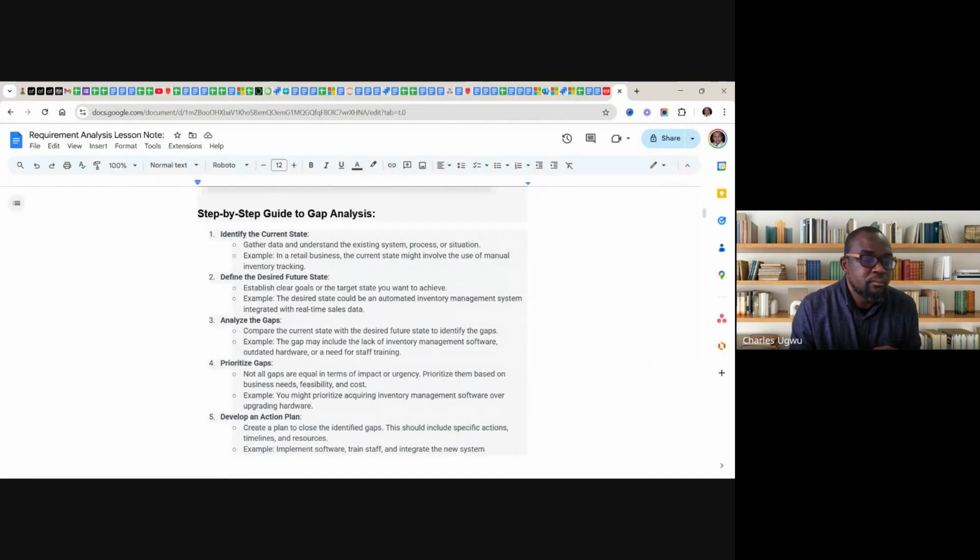Analyze the gap. Compare the current state with the desired future to identify the gap. By the time you put both of them side by side, you will be seeing the gap in the two systems. And it's going to be easy for you to figure out problems, where these problems lie, where the company is not moving forward, or where the organization is not moving forward, or where the process is not moving forward. Once you place both of them side by side, you need to see.